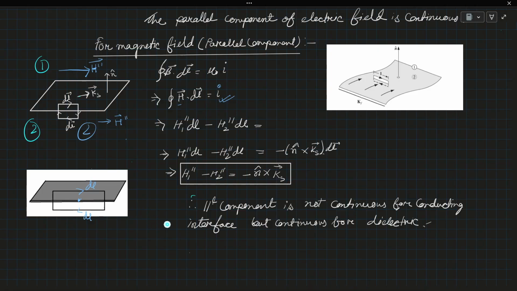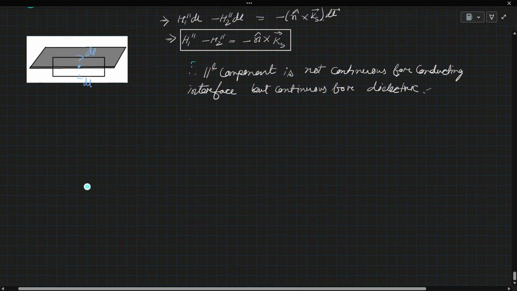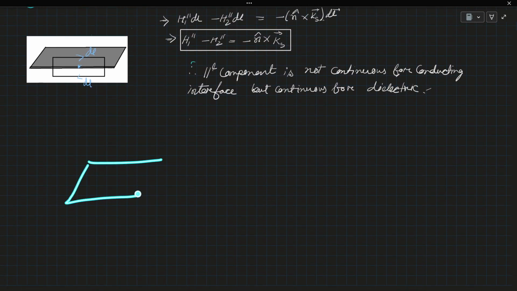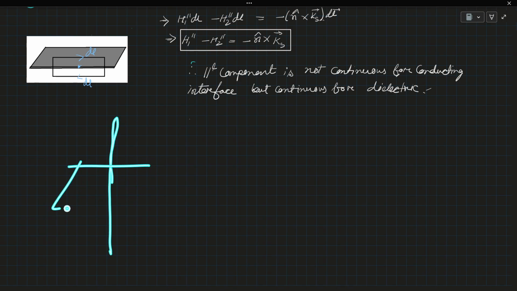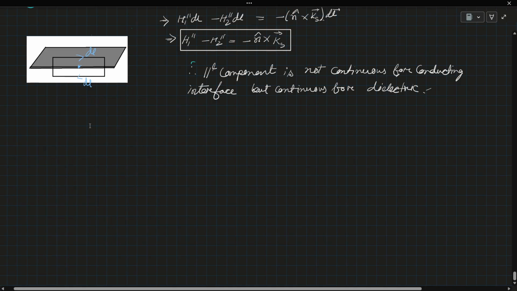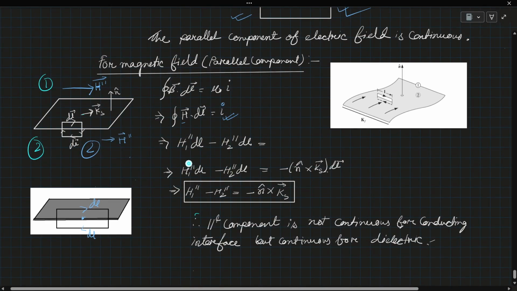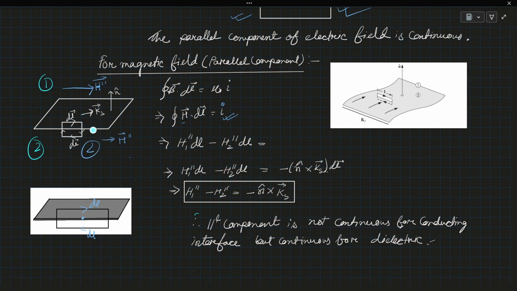So if this is the Amperian loop, not the surface, and this is the current, this is I, and I must be perpendicular to this Amperian loop. Now if there is some surface current, and it has some direction, let's say Ks, where Ks is the surface current direction, let's say it is in this direction.